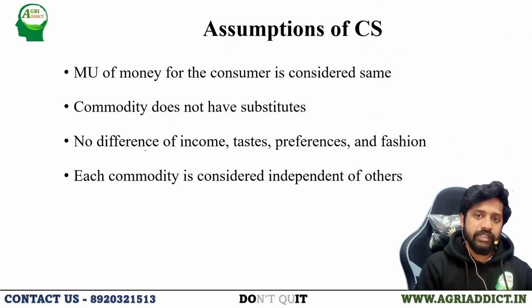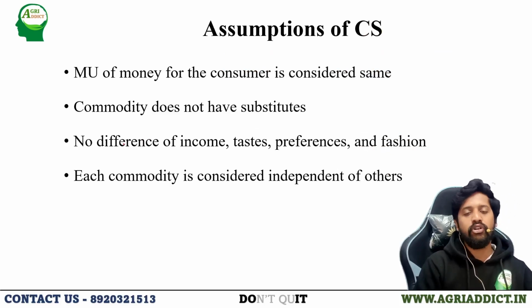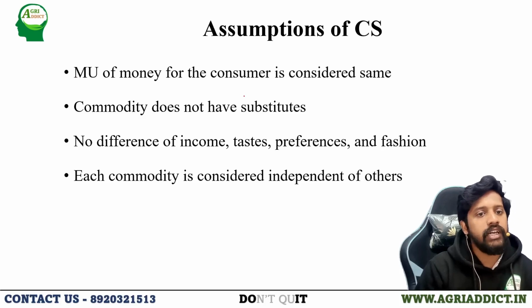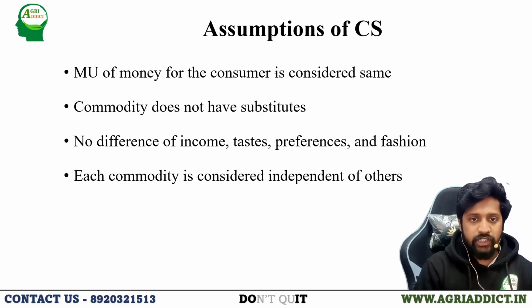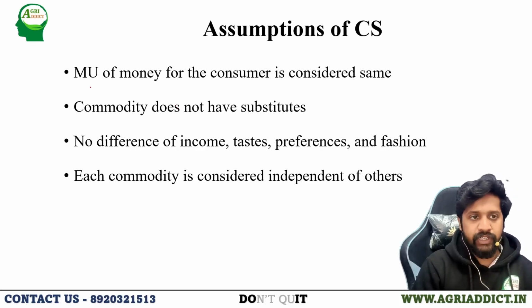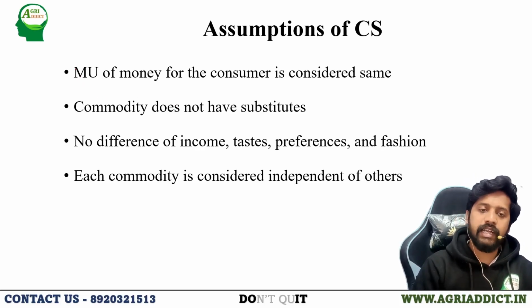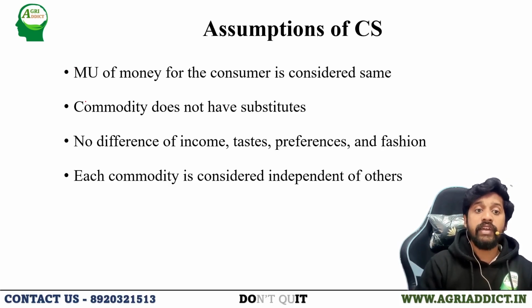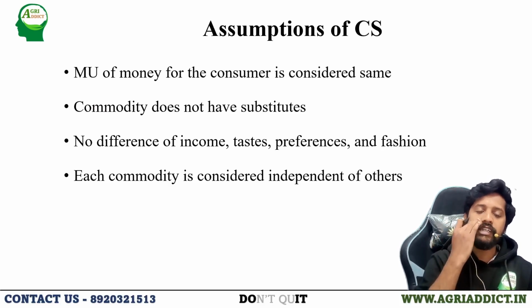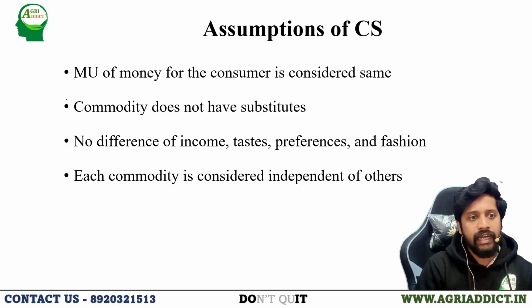So there are certain assumptions in consumer surplus also, as we have discussed for the law of diminishing marginal utility as well as the law of equal marginal utility. First one is that the marginal utility of money for the consumer is considered the same. This was the basic assumption of the cardinal utility approach, right? So marginal utility of money is considered constant throughout the consumption process, even though the marginal utility of money increases when the stock of money decreases with us. That is the realistic assumption. But in analyzing consumer behavior based on this cardinal approach, we say the marginal utility of money is constant. The second one is that the commodity does not have any substitutes here.